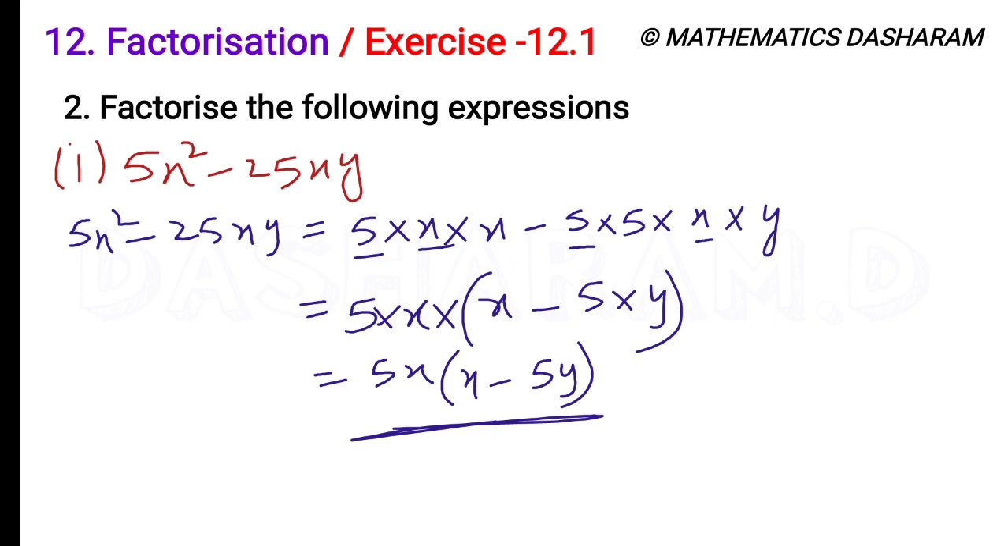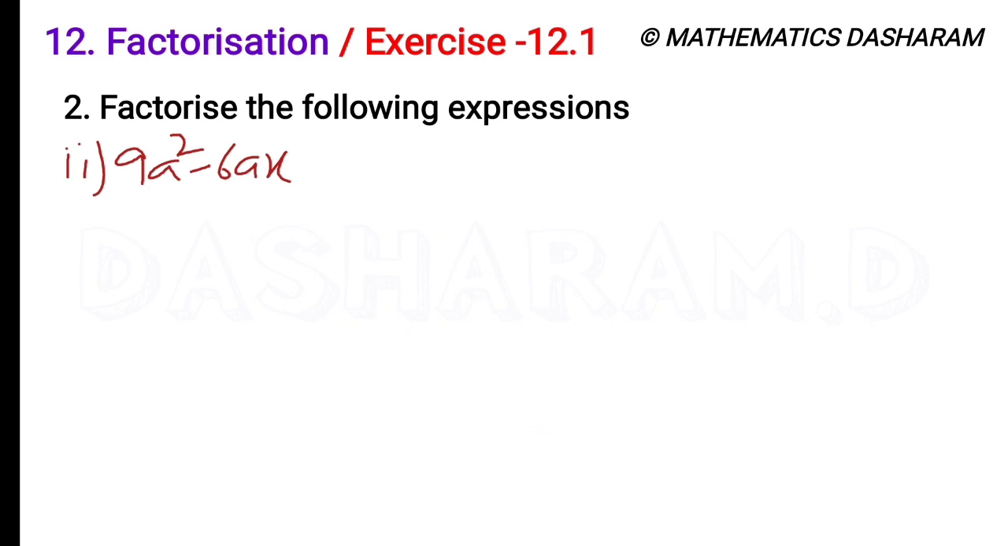It is called a factorization. Next, second question, 9a square minus 6ax.